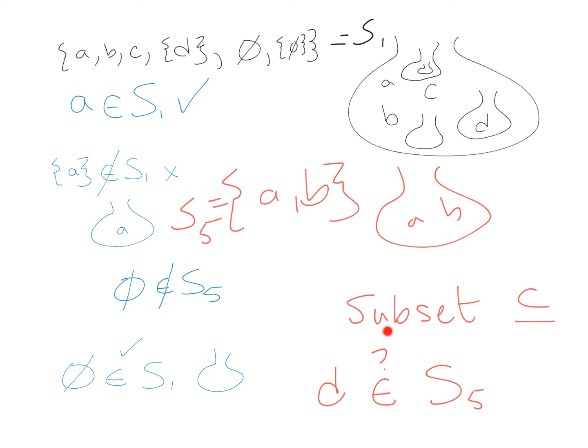So for subset, you absolutely have to have two sets. I can never ever ask, is D a subset of S5? Because D isn't a set. And in order to have a subset, you have to have a set. But I can say, is D an element of S5? Now, if I want to look for elements, I can always take a set and find out if that's an element of another set, because, for example, the set containing D is an element of S1, because when I look inside S1, the set containing D is in there.